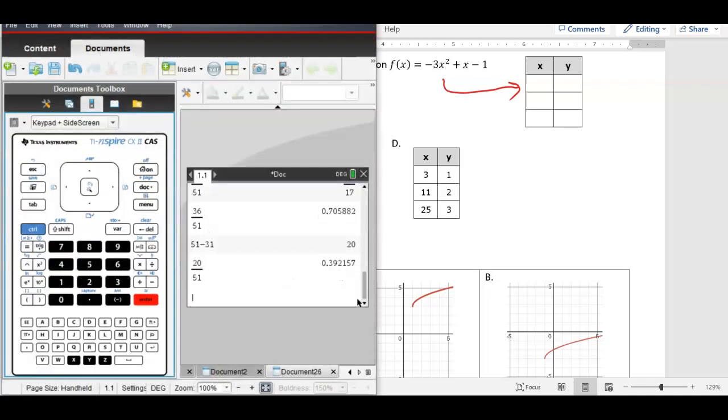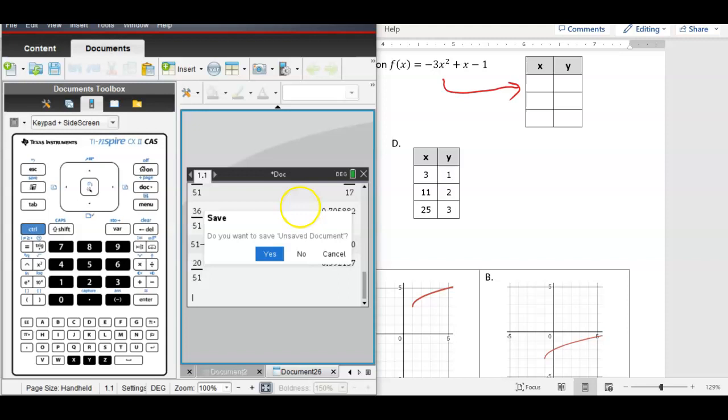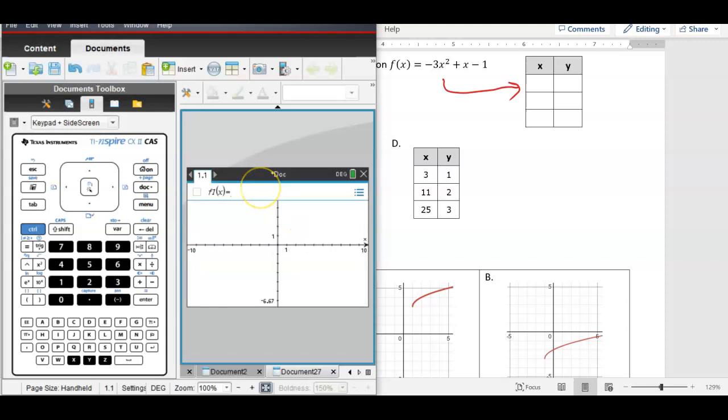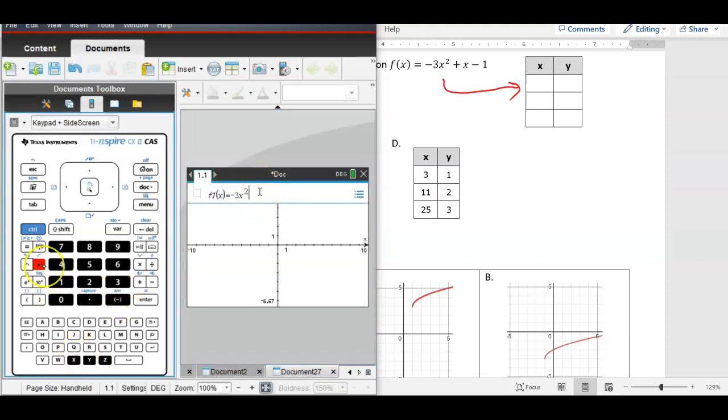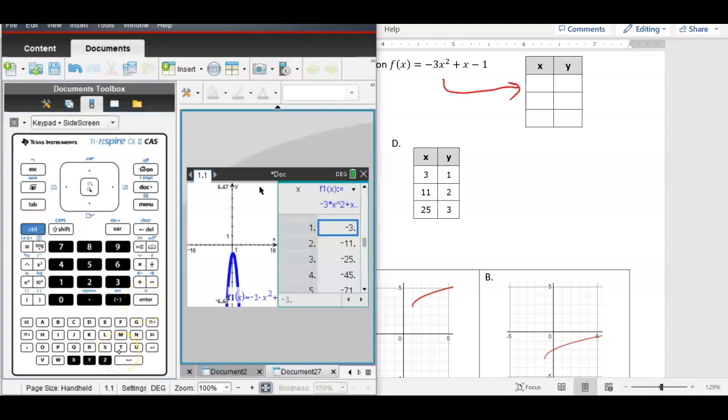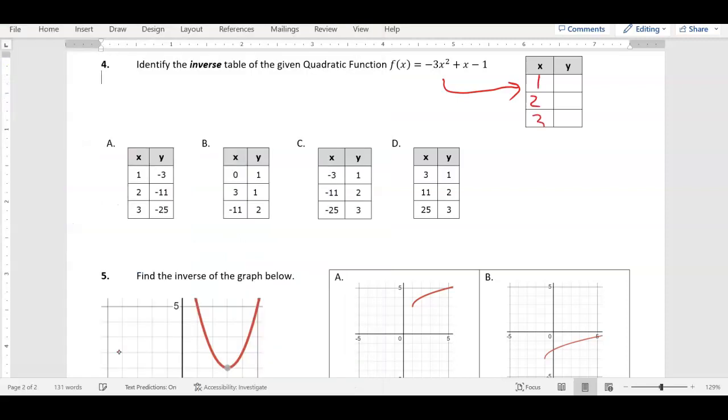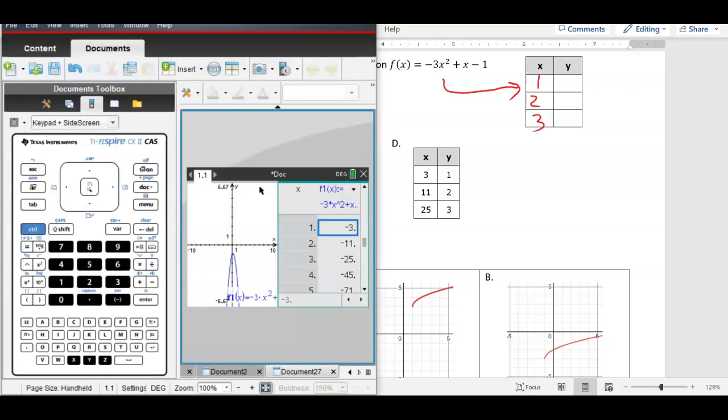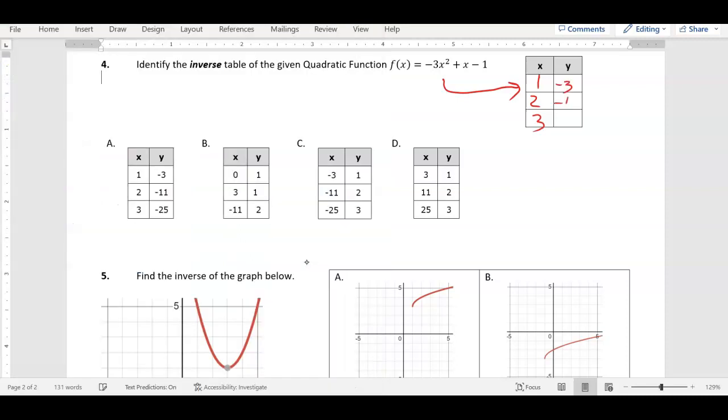Negative 3x squared. Go to my graph. Negative 3x squared plus x minus 1. Control T. And that's going to give me some points here. 1, 2, 3, -3, -11, -25.